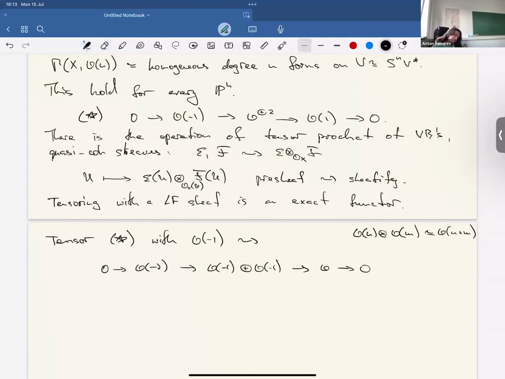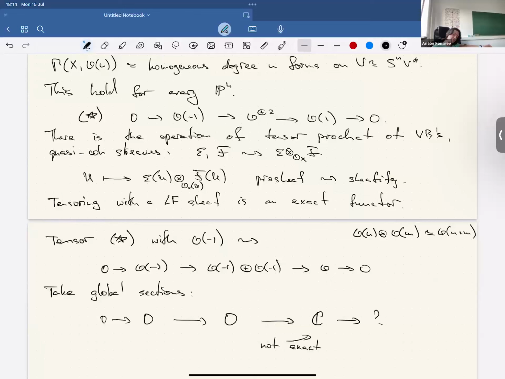All right, we have this new sequence. Now let's take global sections. We have computed global sections of line bundles on the projective line. This is -2, so the parameter is negative. We get 0. Goes to 0 because we have 2 copies of O(-1). And the next thing is the global sections of the sheaf of functions. But the functions on the projective line, which we have just rediscovered, are just constants. So we have C. Now, this sequence is not exact. It's only left exact.